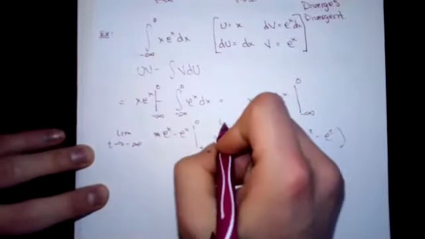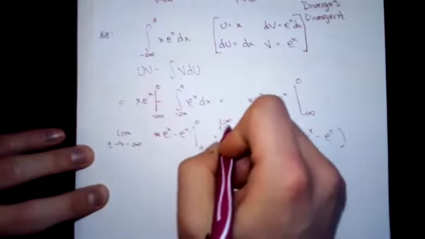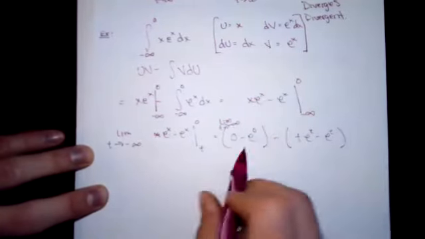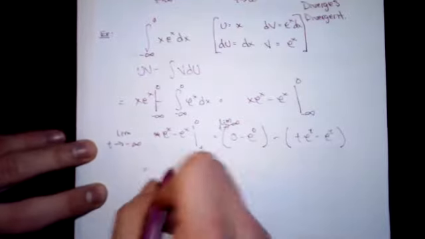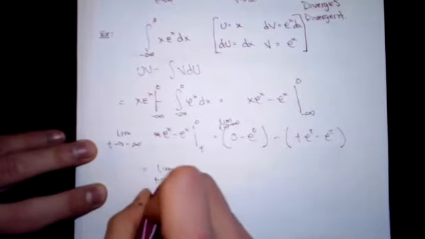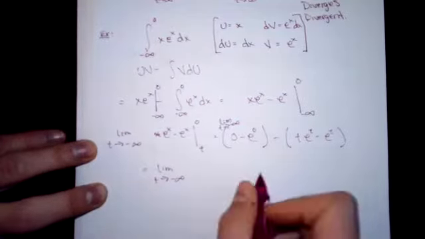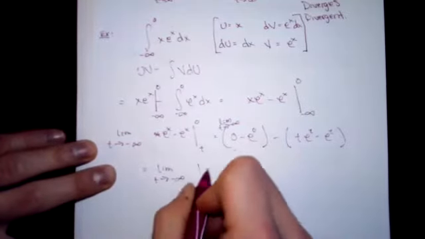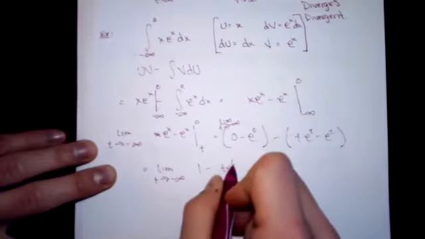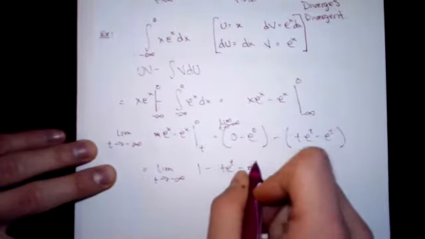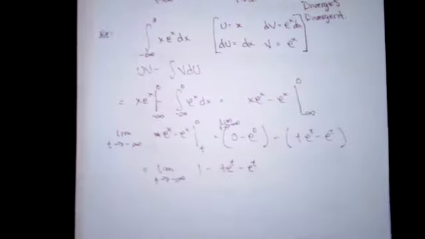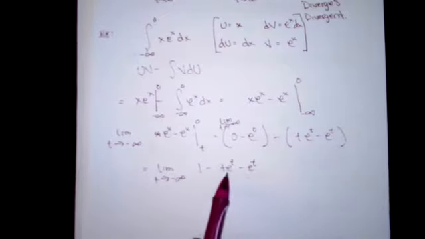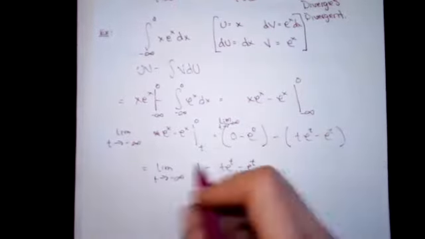We still got our limit as t goes to negative infinity. And so what do we got? We've got the limit as t goes to minus infinity of 1 minus t e to the t minus e to the t. And so now we just have to remember how to compute the limit for each of these guys. So just a quick refresher on Calc 1.